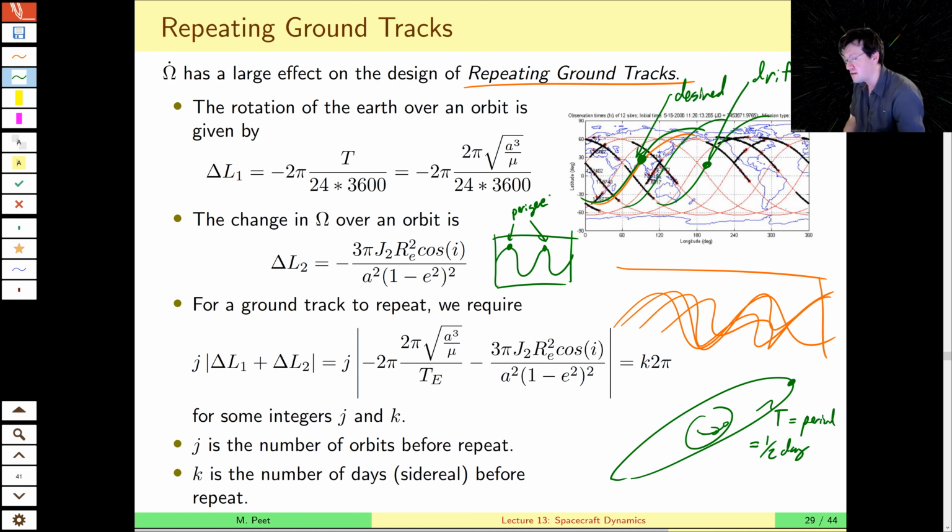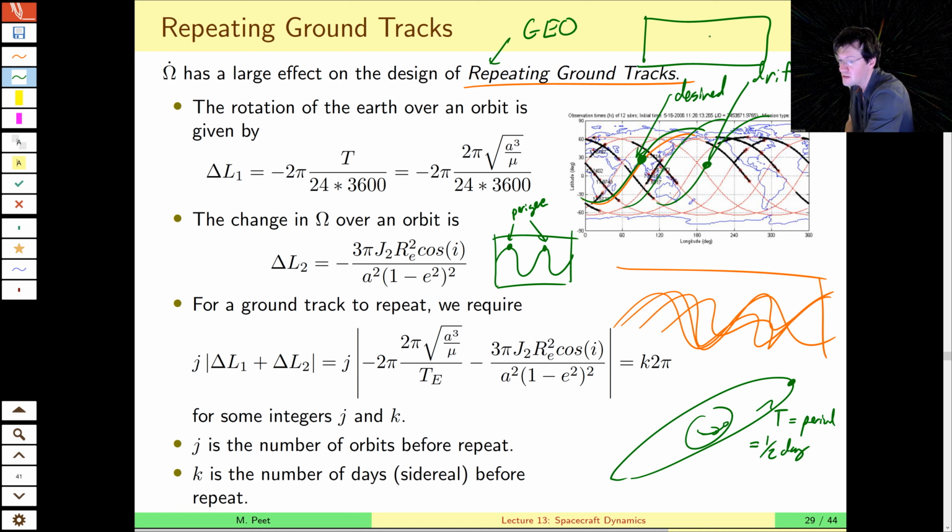And of course, the best example of repeating ground track is geosynchronous. That's where your ground track looks like, let's say this is North and South America, your ground track looks like this. It's like a point. Right? Doesn't move at all. So that's geosynchronous.